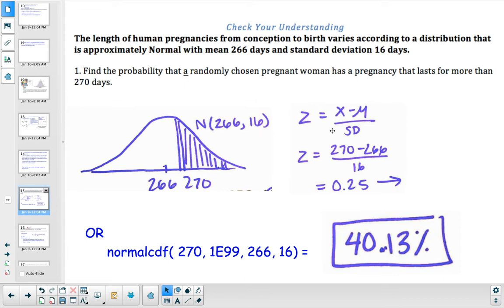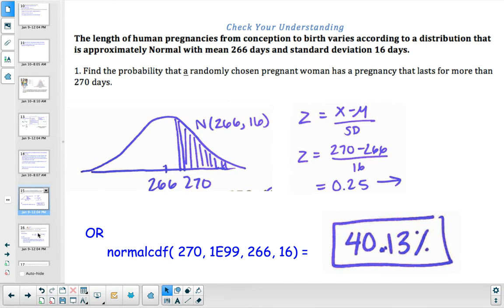You can find the z-score. So it's 0.25 standard deviations above the mean, and you can find the area with Table A of how much is above that value. Or use your calculator from 270 to infinity with this mean and that standard deviation. But your probability is 40.13%. So a chapter 2 problem, but recognizing that is now difficult.